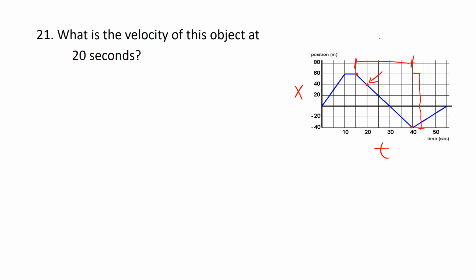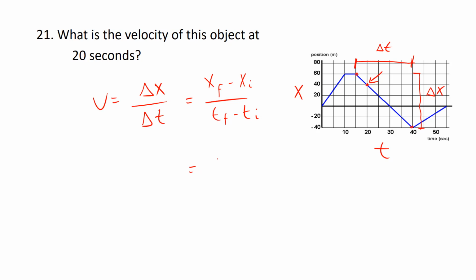And those are my givens. This is going to be my change in t. This is going to be my change in x. And so if I was just doing this, my velocity equals change in x over change in t. And change in x is x final minus x initial, over t final minus t initial. That's just the same as saying change in. And so my final x, my displacement, is negative 40 minus my initial displacement, which was 60.